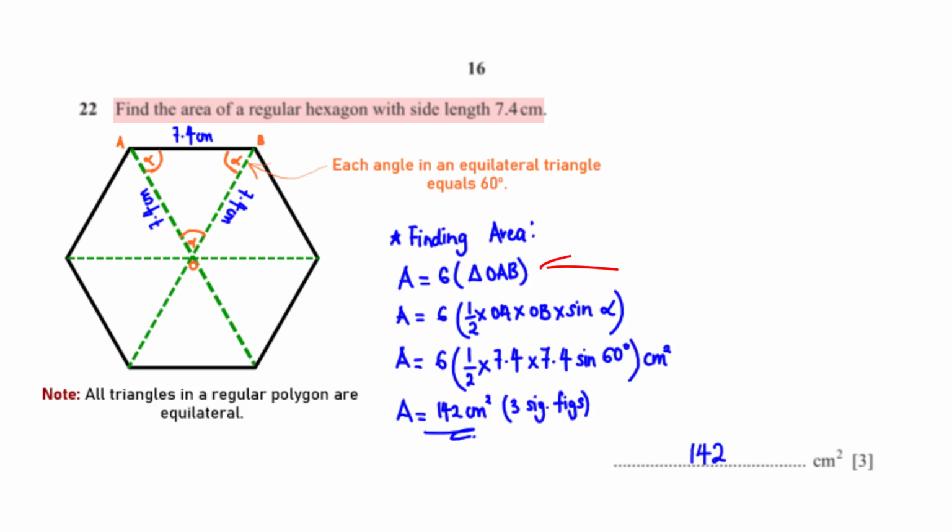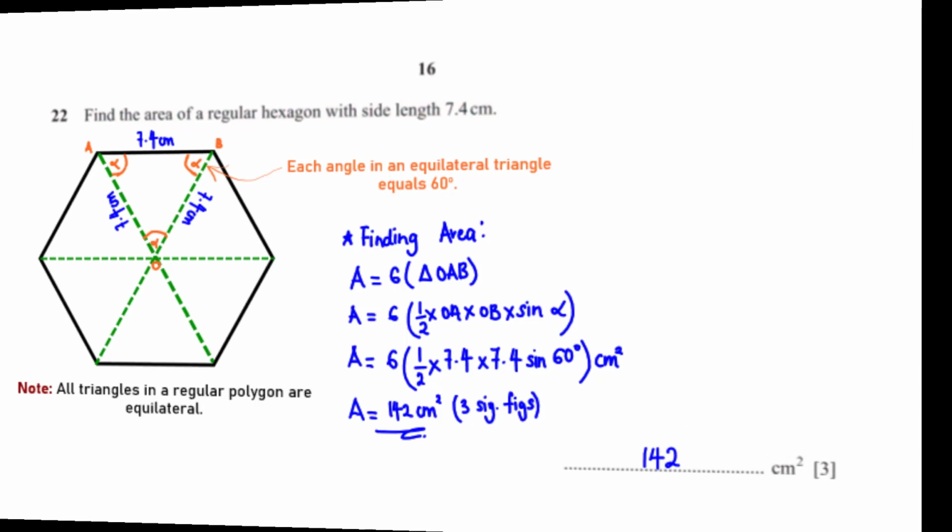So the area of the hexagon is equal to 6 times triangle OAB. And to find triangle OAB, that will be equal to half times OA times OB times sine alpha. OA and OB is equal to 7.4 centimeters and alpha is equal to 60 degrees. And so when we slot these into the formula and type the resulting expression on our calculator, we get a final value of 142 centimeters squared, correct to 3 significant figures.